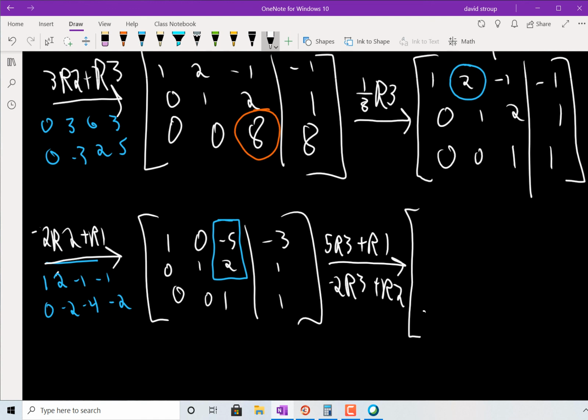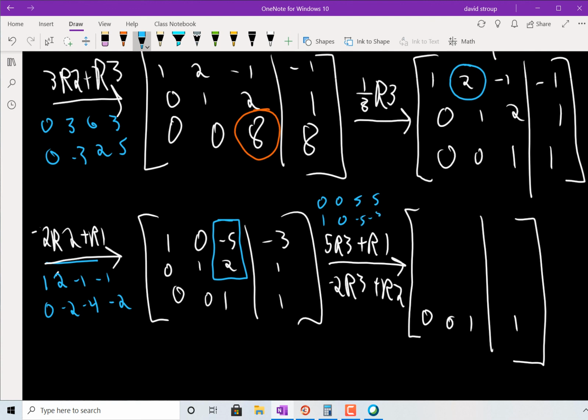So we have row 3 as is, and then do my arithmetic. So 5 times row 3 is 0, 0, 5, 5. Row 1 is 1, 0, negative 5, negative 3. And then negative 2 row 3, 0, 0, negative 2, negative 2. And then row 2 is 0, 1, 2, 1. And then I do my addition, so this will be 1, 0, 0, 2. This will be 0, 1, 0, negative 1.